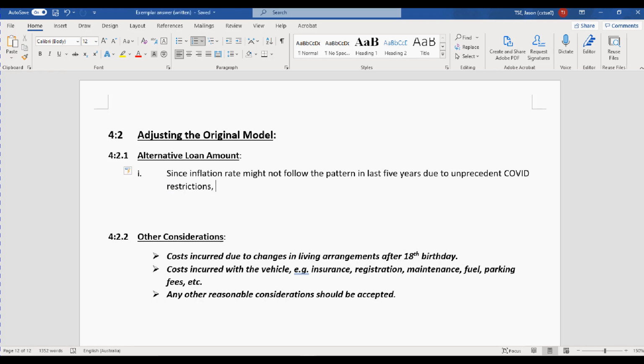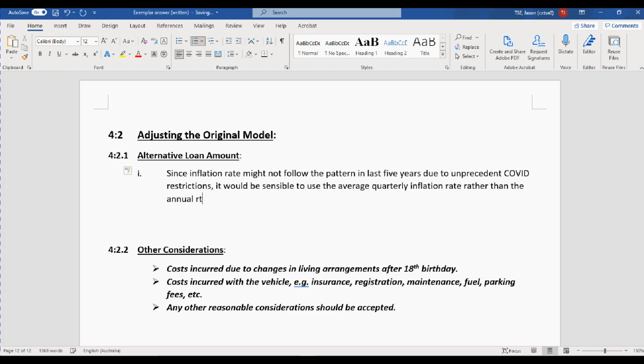All right, and you might say it would be sensible to use the average quarterly inflation rate rather than the annual rate of the past 5 years. Right, so that's one alternative way.